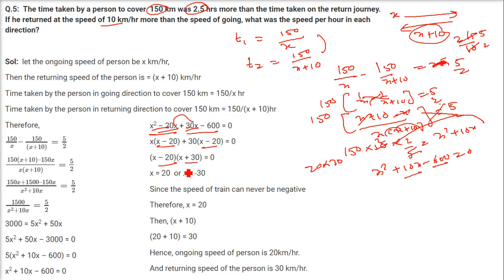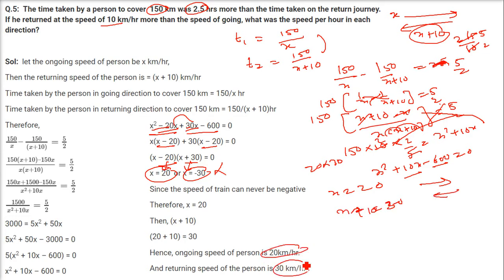So x minus 20 can be taken out, so x plus 30 will be there. This will give you x equal to 20, this will give you x equal to minus 30. Now since this is negative, we don't take this, x equal to 20 we take. So x equal to 20 is the going speed, and the returning speed is x plus 10, that is 30. So 20 and 30 are the solution, the going and returning speed.